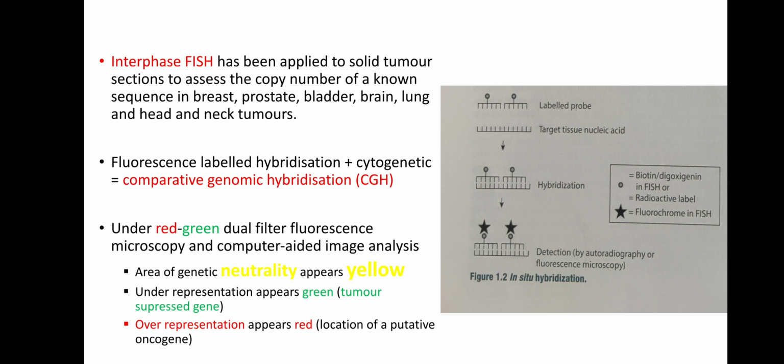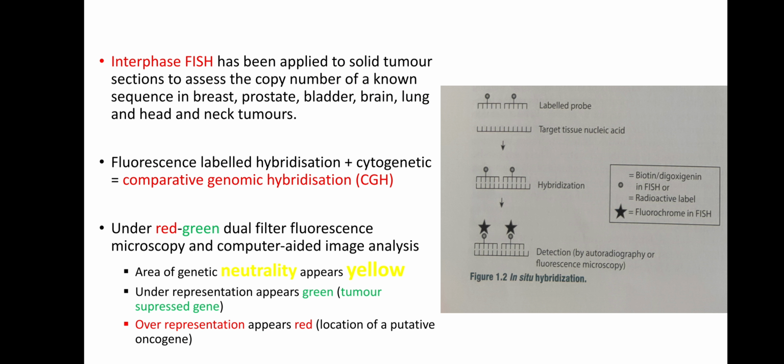Interphase fluorescence in situ hybridization has been applied to solid tumor sections to assess the copy number of unknown sequences in breast, prostate, bladder, brain, lung, head and neck tumors. Fluorescence-labeled hybridization combined with cytogenetics is called comparative genomic hybridization.